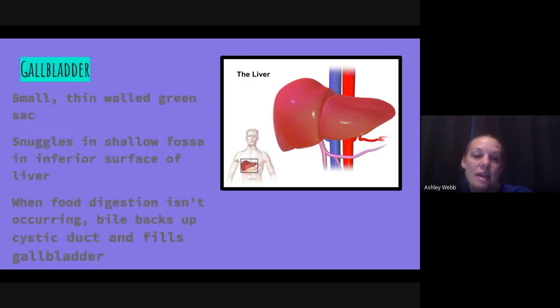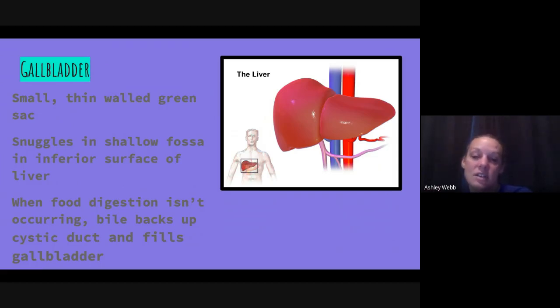The gallbladder is a small, thin-walled green sac that hangs down from the liver. When digestion isn't occurring, the liver is constantly producing bile, passing through the gallbladder.